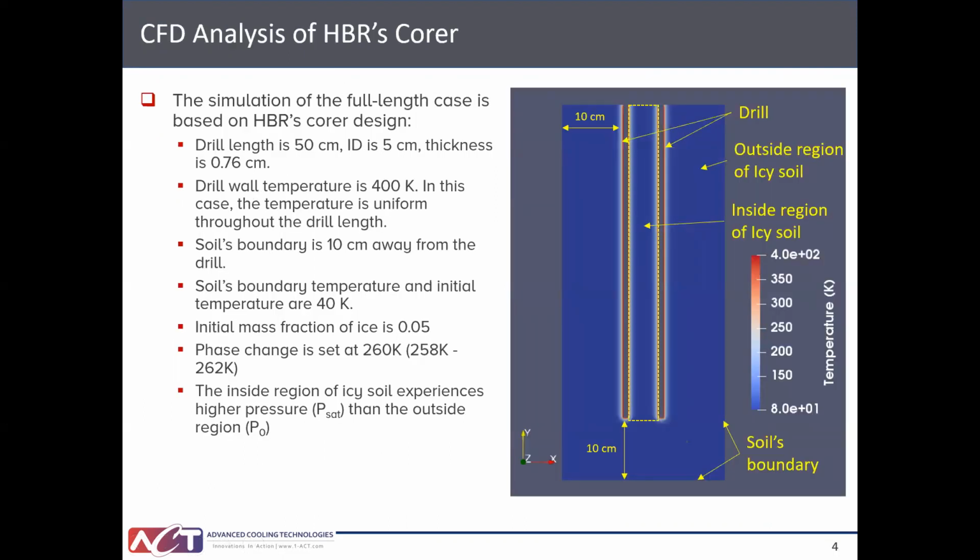First, we simulated the full-length case, which is based on the Honeybee Robotics core design. The size and boundary and initial conditions are listed here. We essentially apply a uniform warm temperature of 400 K to the core from the outside and the inside, while the initial icy soil was at 40 K. The hotter core will sublimate the ice, and the water vapor will be extracted from the regolith.